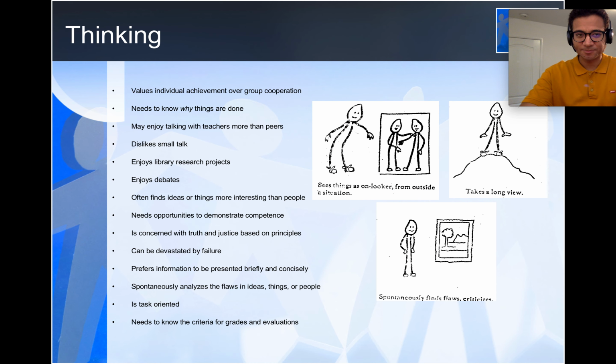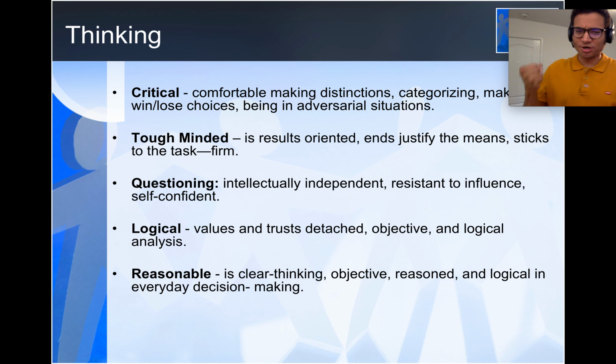So let's learn more about this. The T sees things as an onlooker from outside a situation. Kind of the whole objective, like let me get out of this and see it from a helicopter view, like more objective. Takes a long view, which I'm glad I said helicopter view because that's just what this is, right? A long view. Spontaneously finds flaws, criticizes. Critical, comfortable making distinctions, categorizing, making win-lose choices, being in adversarial situations. So maybe you like conflict and you're okay with it.